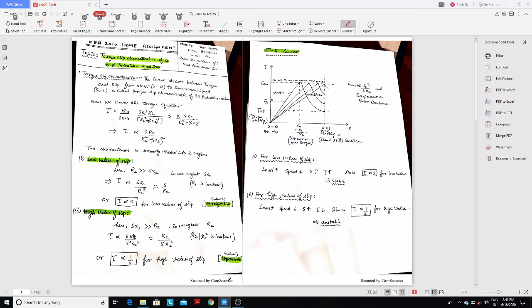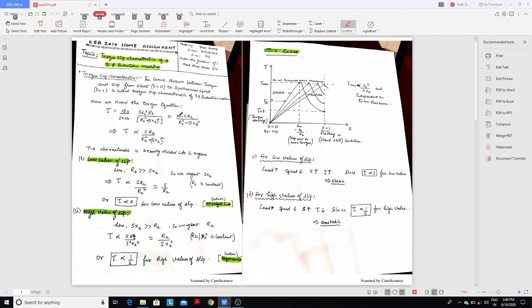So let's begin. The first topic is torque slip characteristics of a three-phase induction motor. It is the curve drawn between the torque and slip starting from S equal to 0 to S equal to 1. It is basically a curve drawn between torque and slip, torque being on the y-axis, S on the x-axis, where we vary slip from 0 to 1, and we have to trace a curve of how the torque varies in this region.